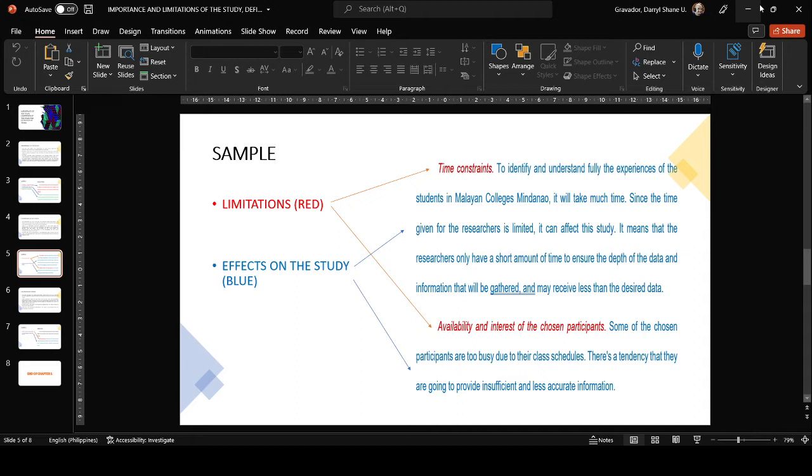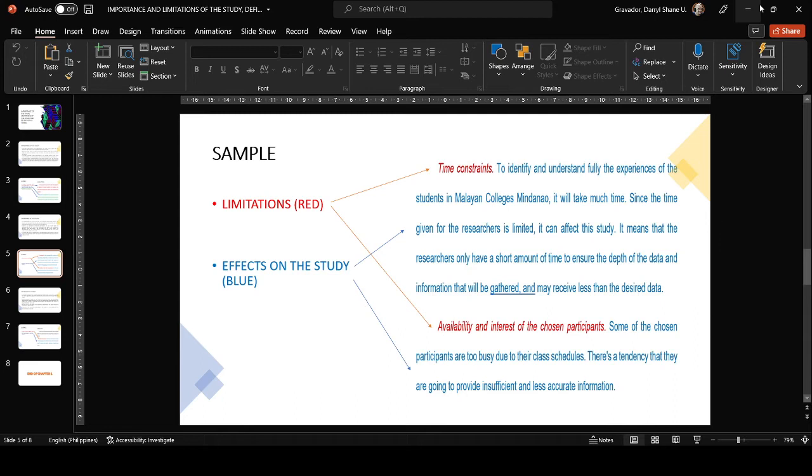These limitations are applicable only to the study conducted by the proponents of this research. Okay? But for your research, you might have a totally different set of limitations. So that will be up to you, the researchers, to decide what the limitations will be.